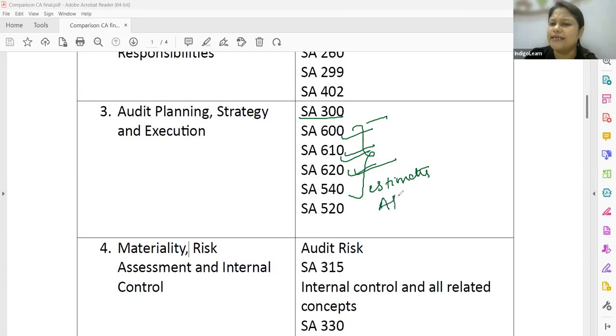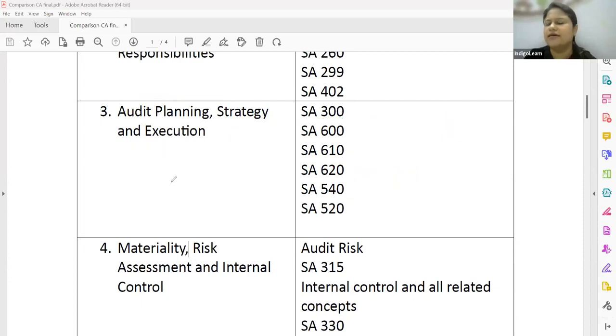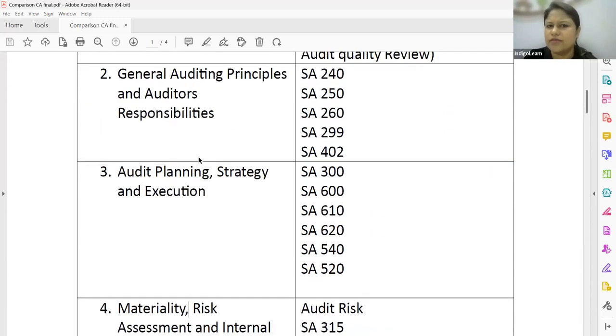And 520 analytical procedures are now not going to be studied as a separate auditing standard. We don't go to the pronouncements and study these standards individually now. When you study about audit planning, strategy, and execution, these all standards will get covered here. So again, this is a combination of all the standards taken together as one of the chapters. But apart from that, obviously, I told you about audit program, you're going to study in detail.